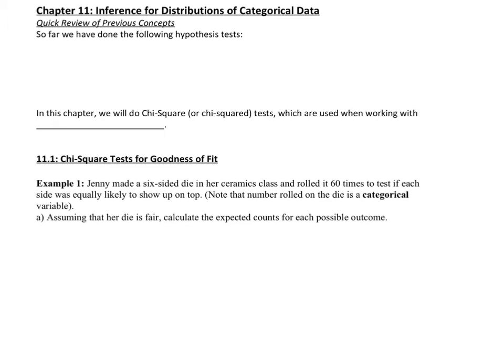In this chapter, we are going to talk about inference for distributions of categorical data. So just a quick recap. So far we've done several types of hypothesis tests. The first types of tests we've done have been for proportions. We've done a 1 proportion z-test and a 2 proportion z-test. These ones have all involved a test statistic that would be a z.